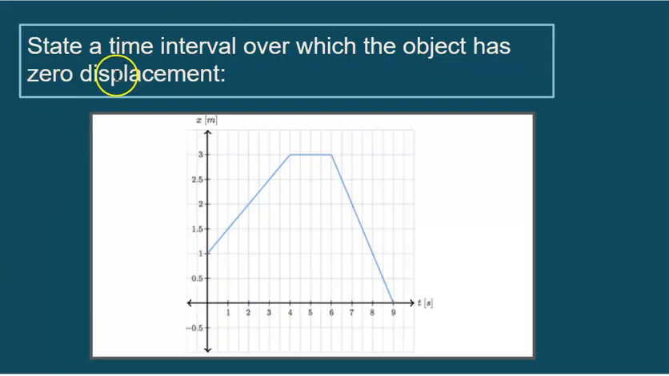All right, this is a good one. Think about a time interval over which the object has 0 displacement. So 0 displacement means I just ended back up where I started. So from 3 to 6.5, ended up back where I started. Any 2 points that you can connect with a flat line is a time interval, meaning from this point to that point, over which there's no displacement.